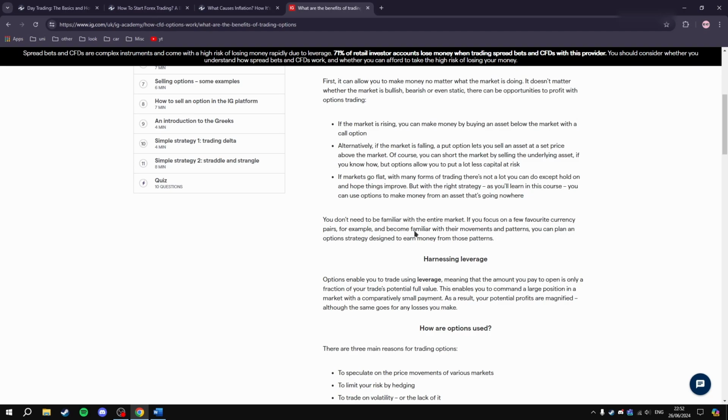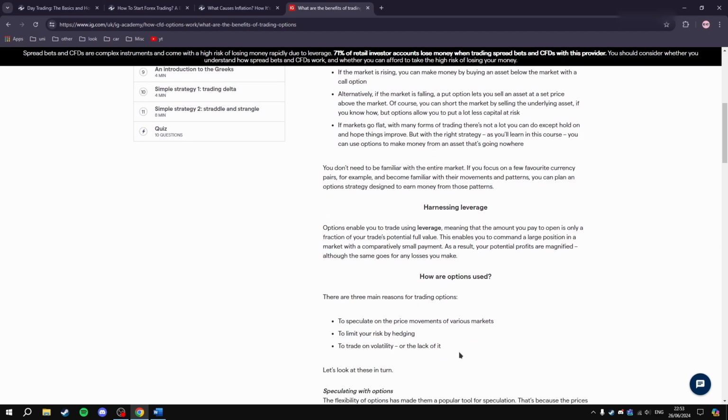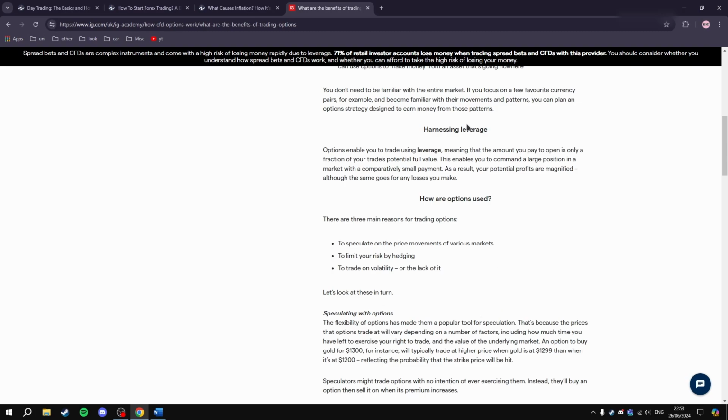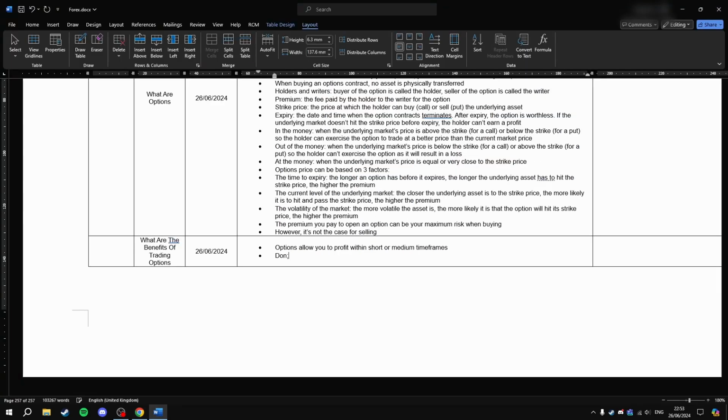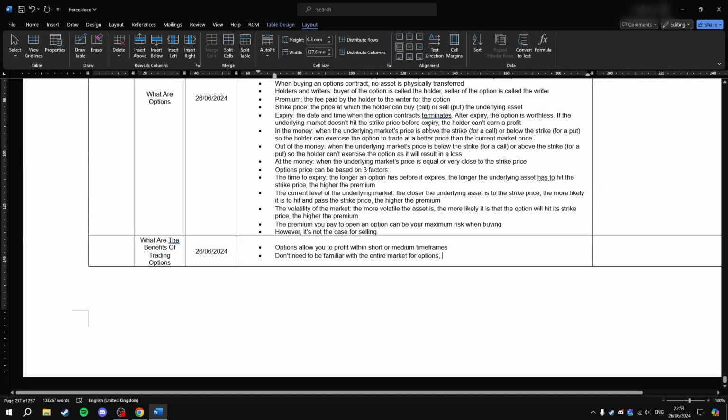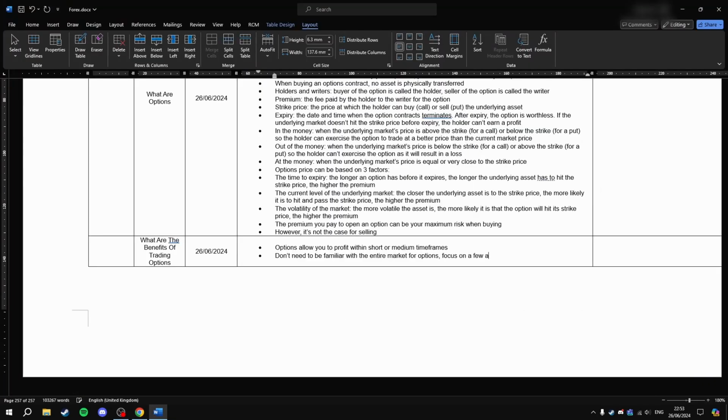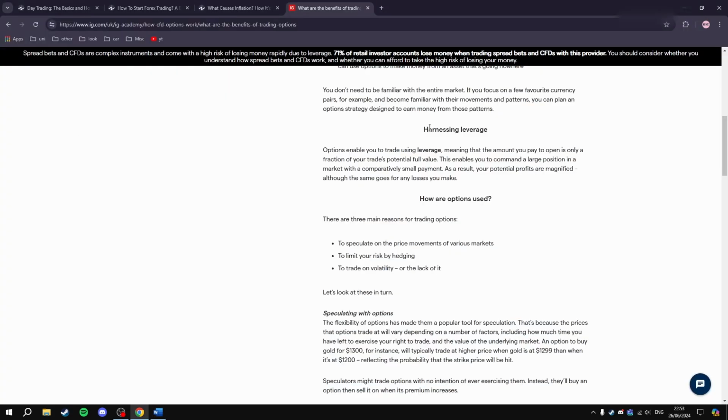If the market goes flat, with any form of trading, there's not a lot you can do except hold on and hope things improve. But with the right strategy, as you learn in this course, you can use options to make money from an asset that's going nowhere. You don't need to be familiar with the entire market. If you focus on a few favorite currency pairs, for example, and become familiar with their movements and patterns, you can plan an option strategy designed to earn money from those patterns.